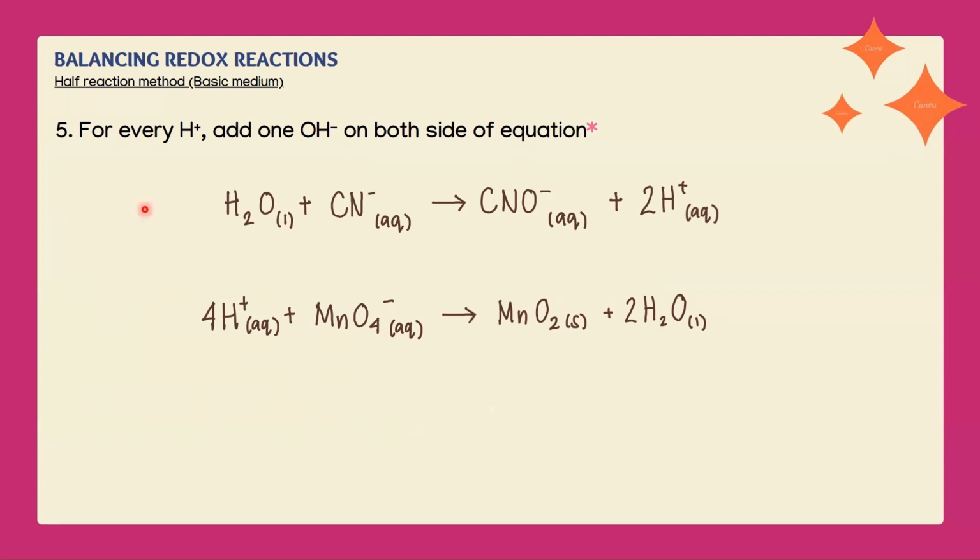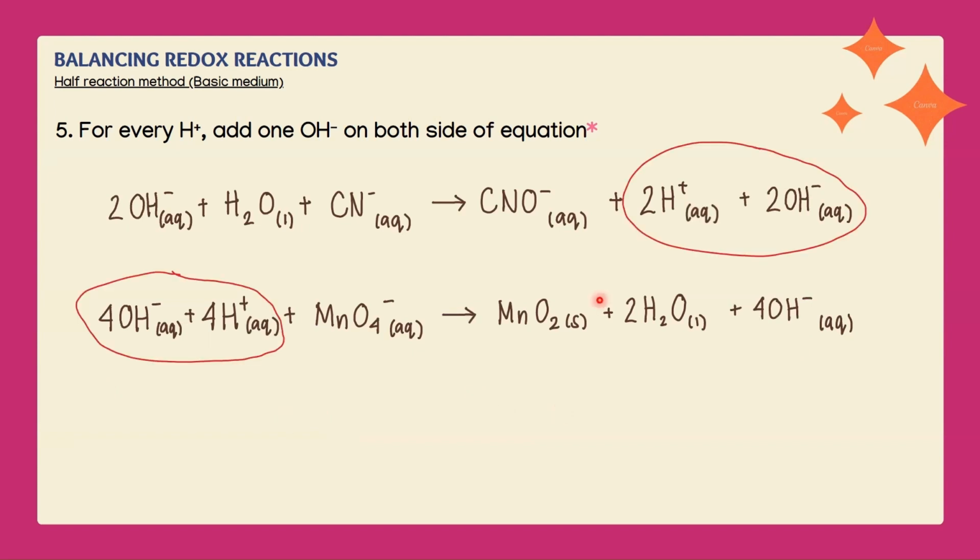Since this is a basic medium, to neutralize every hydronium ion that we added, we will be adding hydroxide ions on both sides of the equation. Since there are 2 hydronium ions here, we will also be adding 2 hydroxide ions on both sides of the equation. Same for this, since we have 4 hydronium ions here, we will be adding 4 hydroxide ions on both sides of the equation. And as I said, the hydroxide ion will neutralize the hydronium ion, which will yield water.